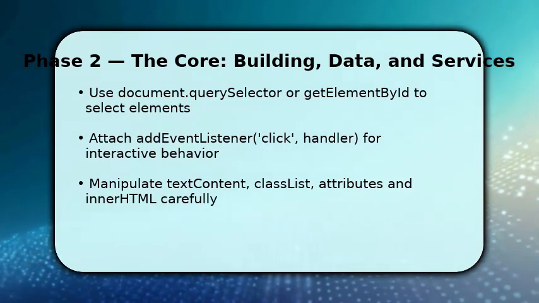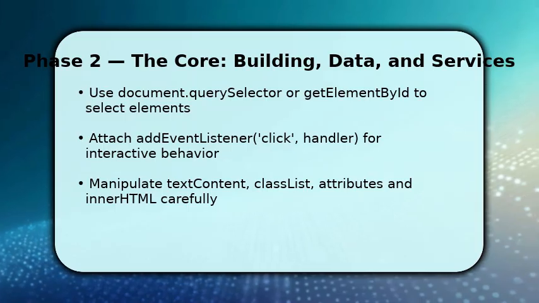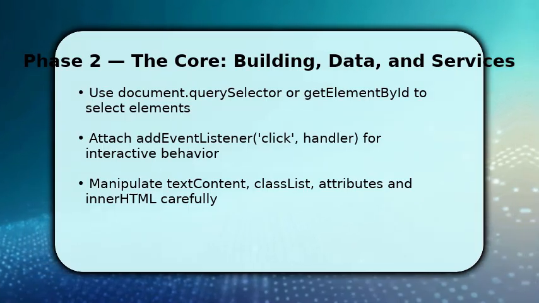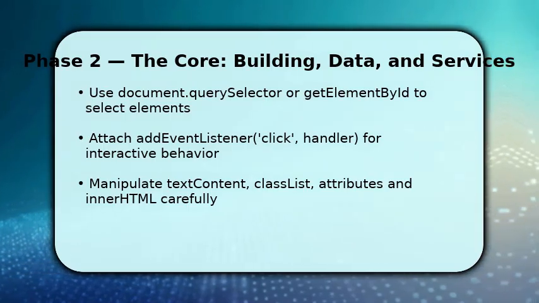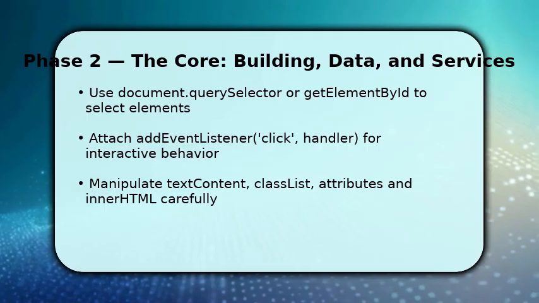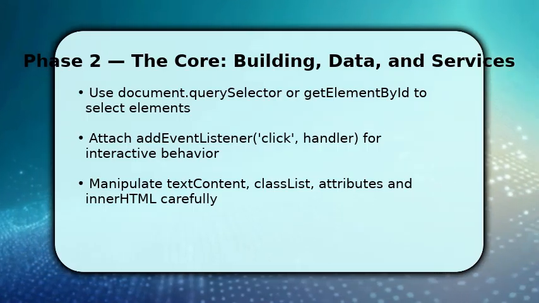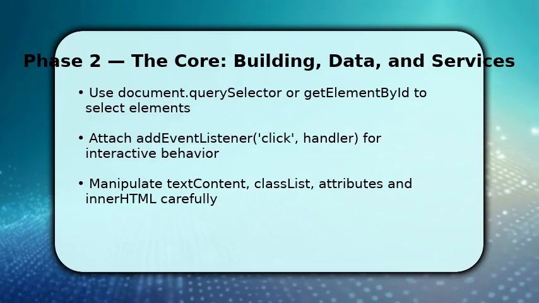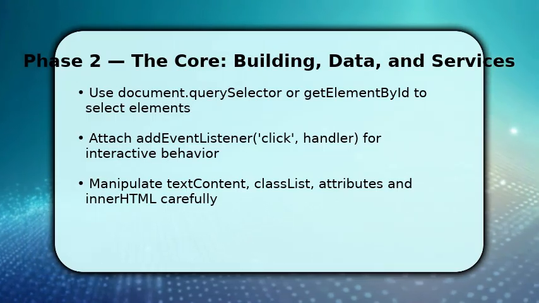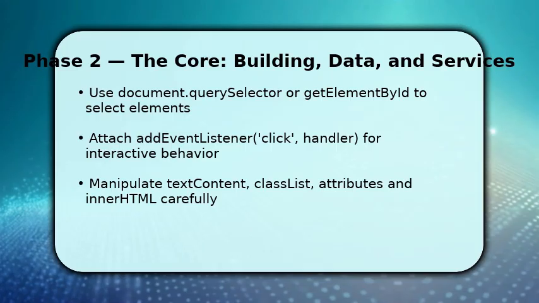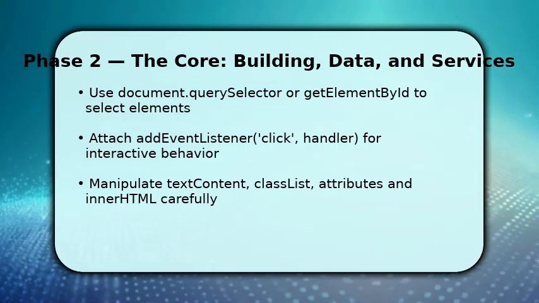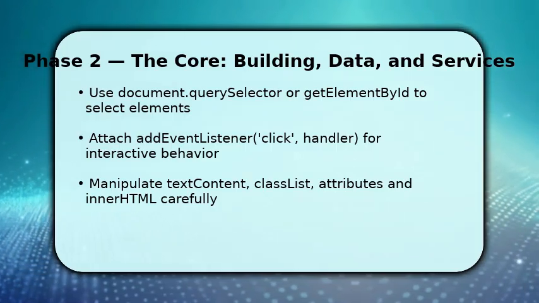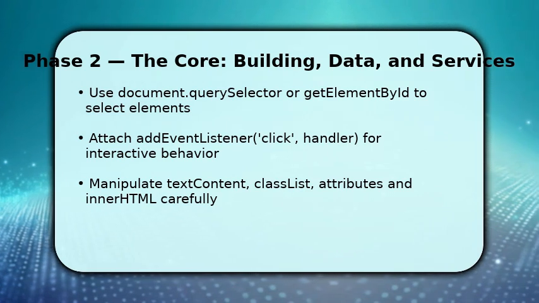Now you hook behavior to the page. Select elements with document.querySelector or getElementById, keep selectors specific. Next, attach addEventListener with named functions so you can remove or test handlers later. Once an event fires, update the DOM using textContent, classList.toggle, setAttribute, or innerHTML when necessary. Prefer textContent for plain text to avoid injection issues.